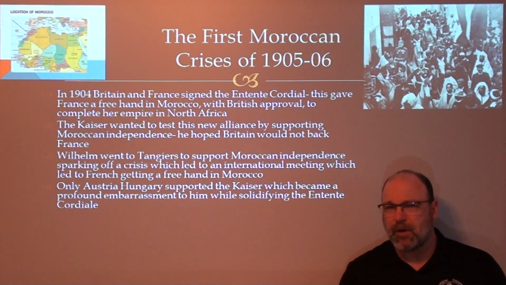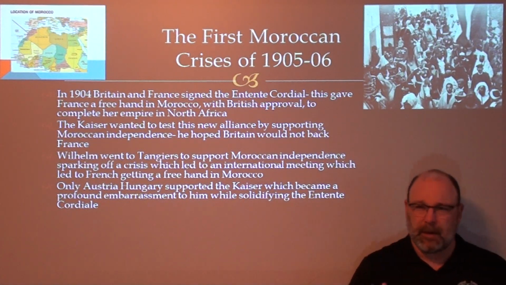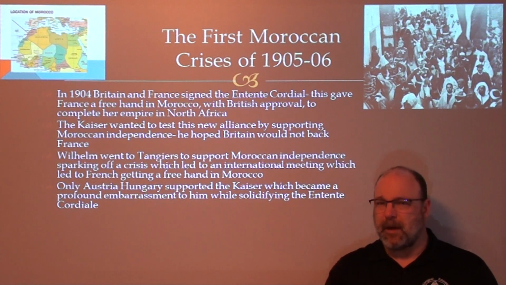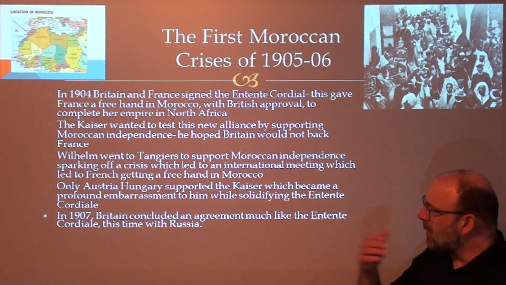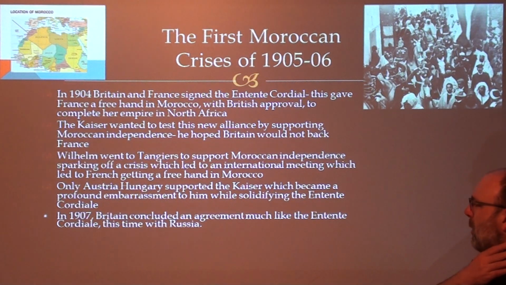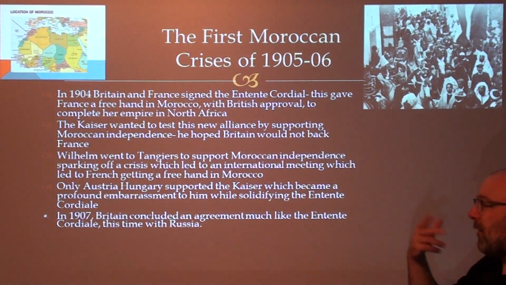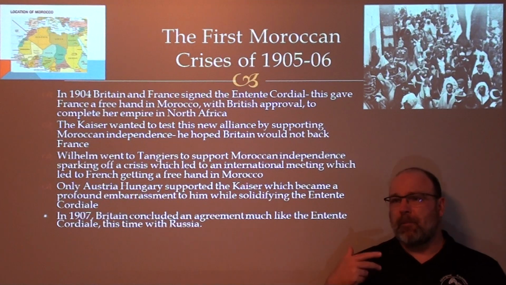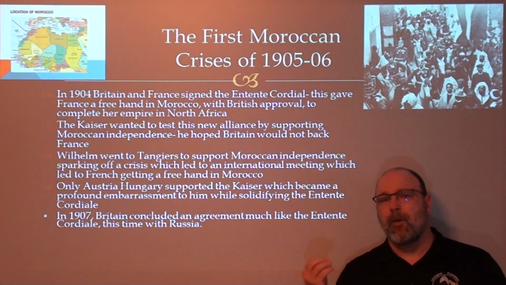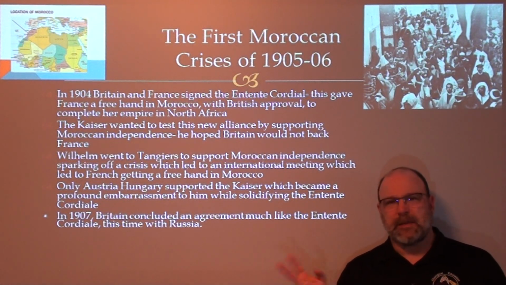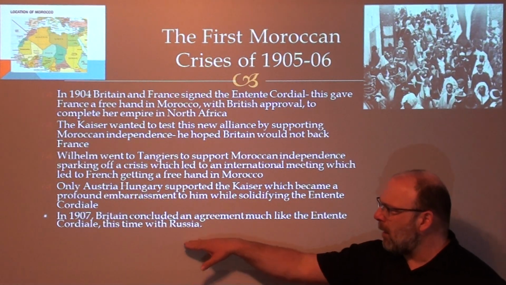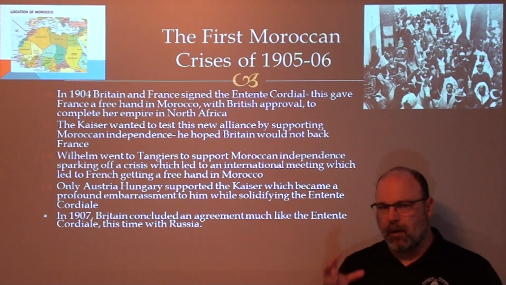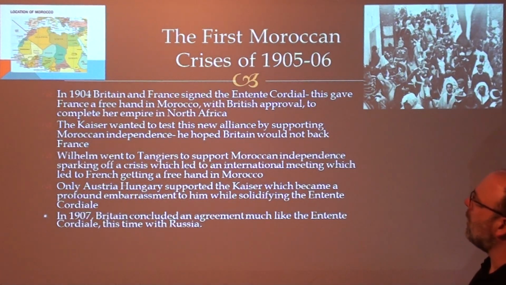And what was it Bismarck said? On the side of 5 major players, always be on the side of 3. So things were moving in a bad direction. In 1907, Britain concluded an agreement much like the Entente Cordiale, this time with Russia. So once Britain and Russia become firm friends, feelers had been sent out for quite some time anyway, but now you've got those 3 united in a single alliance.